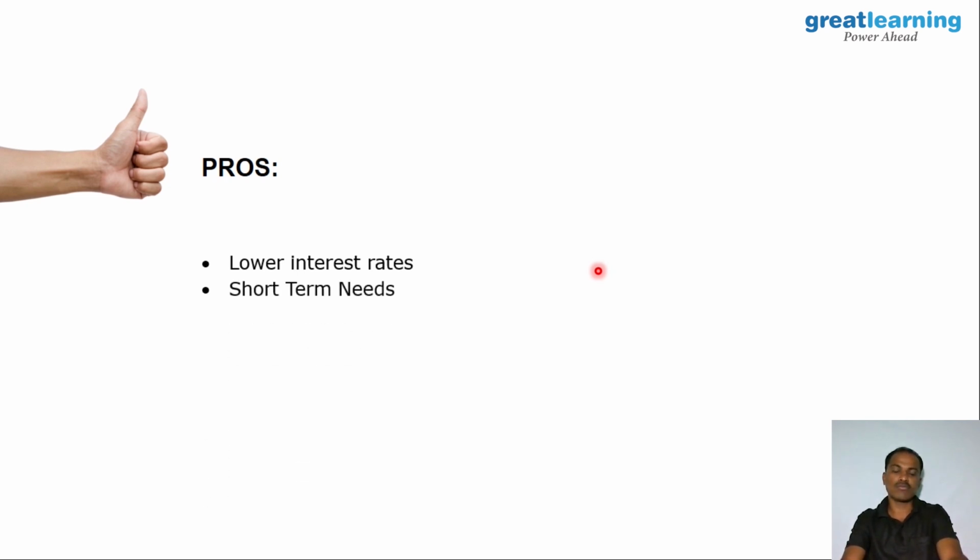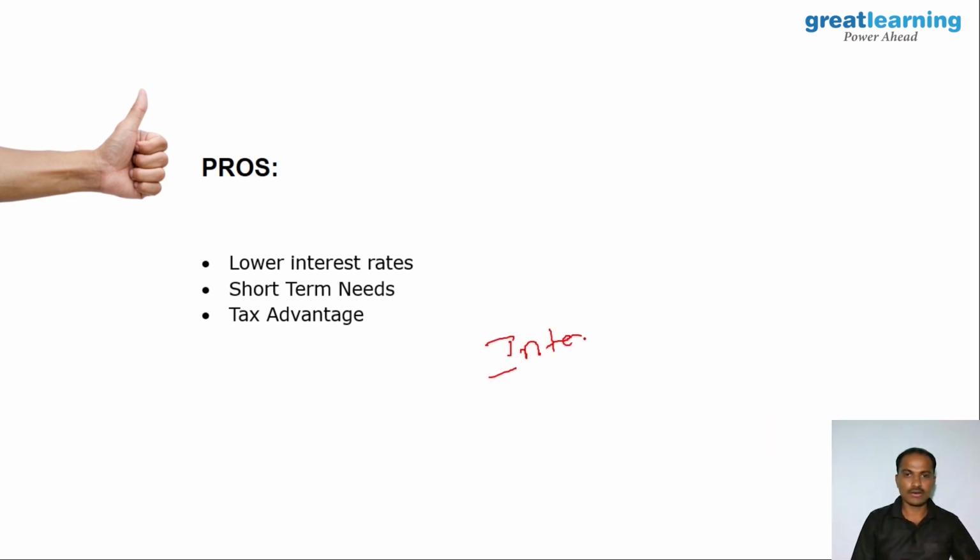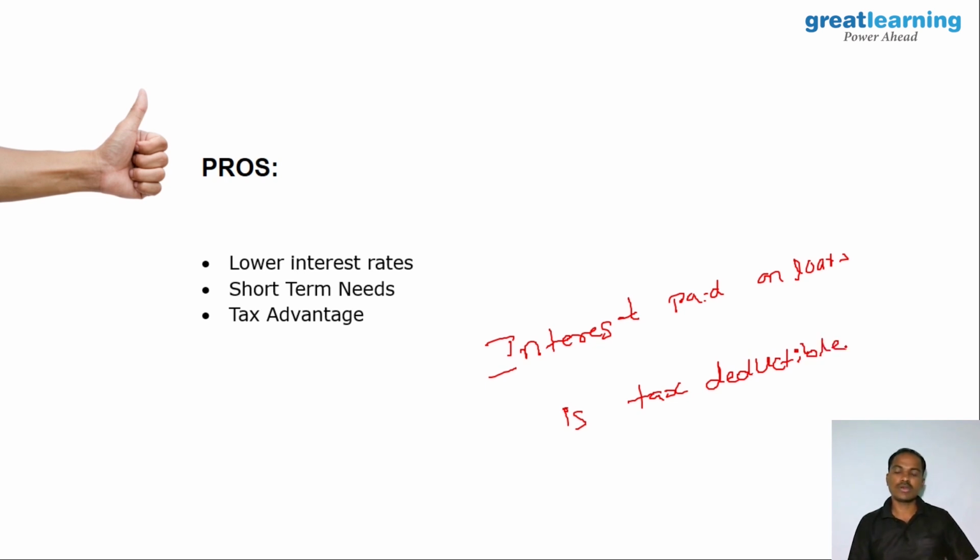Short-term needs. So debt funds are more suitable for taking care of the short-term needs. Tax advantages are there. If the business is funded with debt capital, there will be a tax advantage, because you need to remember, interest paid on loans is tax deductible. Okay, very important thing. So that is one of the reasons why some companies will go for debt capital rather than going for equity.